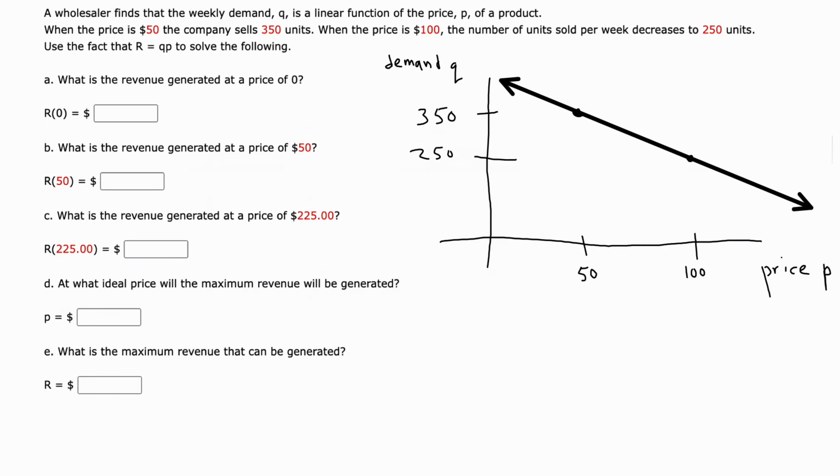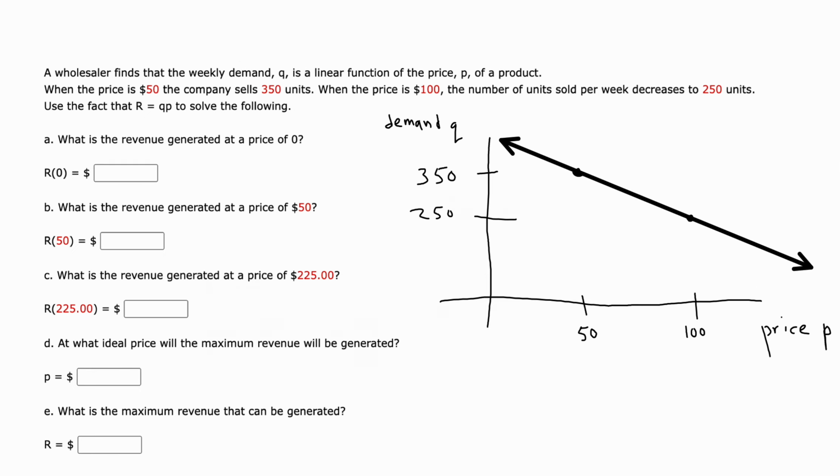Okay, so I'm going to put my points into coordinate pairs here. My first coordinate pair is going to be 50, 350. We want the price to come first because it is the horizontal variable, and we'll let Q come second, that's the vertical variable. We have another point to work with, 100, 250.